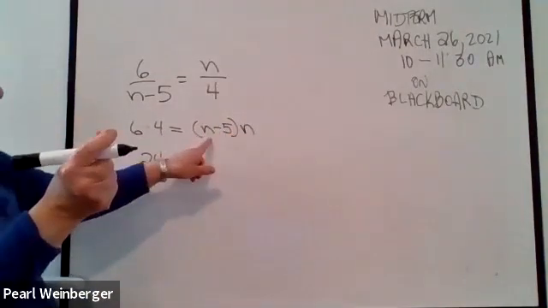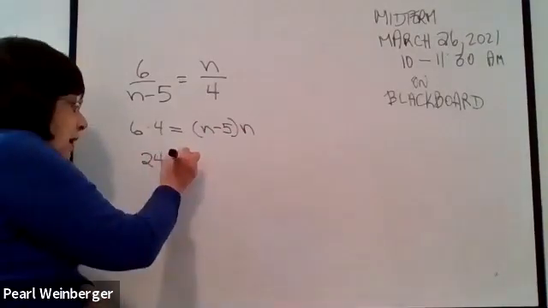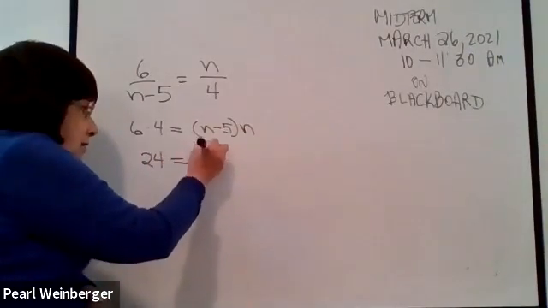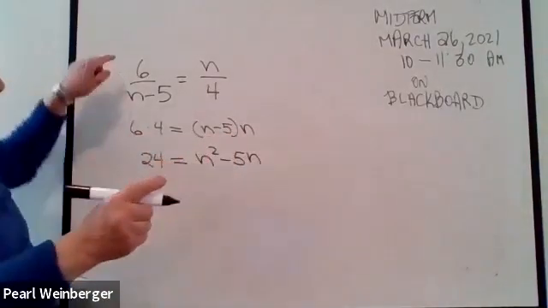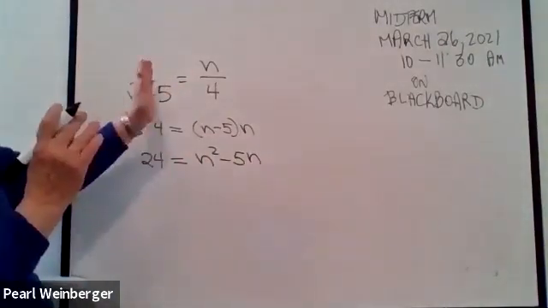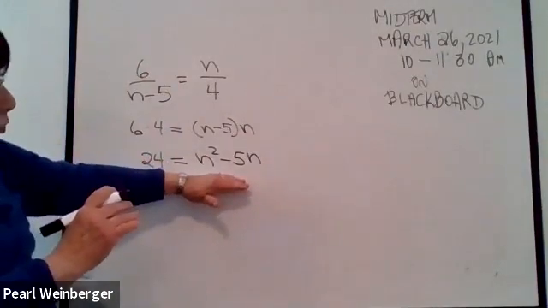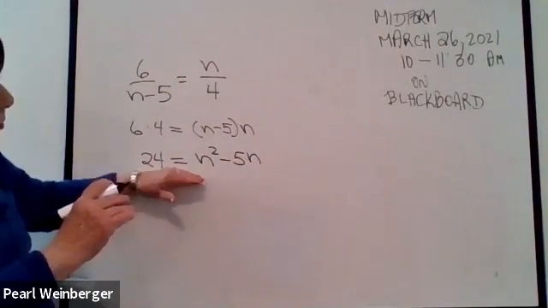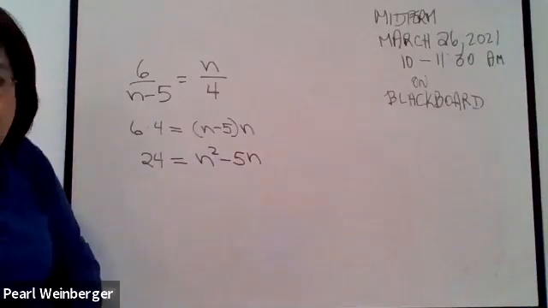Now, when I multiply the n minus 5 times n, I have to use the distributive property. And that's going to give me n squared minus 5n. Remember, this times this equals, we have to put an equal sign between them. This is an equation, so you're going to have an equal sign. So I end up with 24 equal to n squared minus 5n. What is better about this is the fact there are no fractions. But what kind of an equation is this?